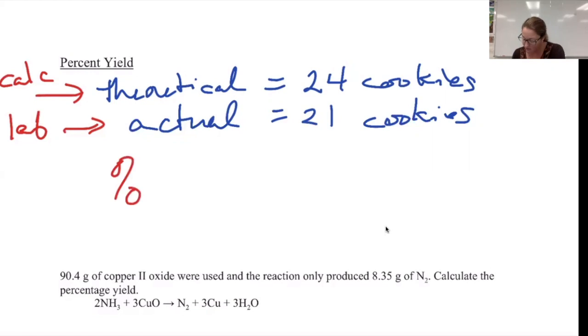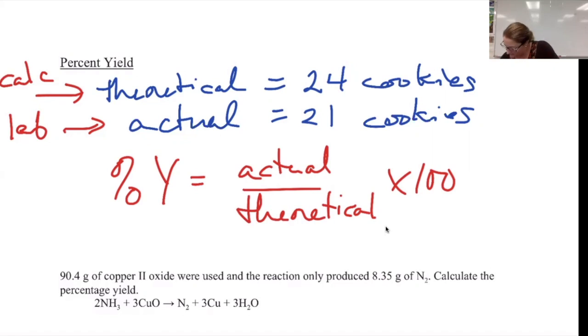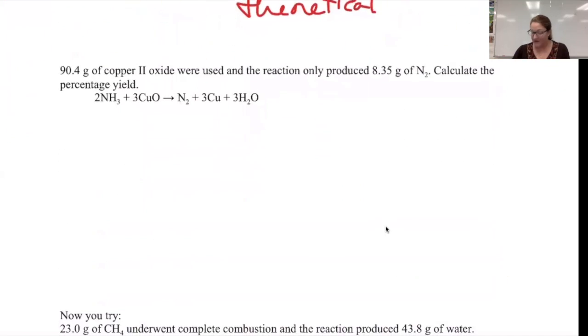So if I'm computing percent yield, it is going to equal actual over theoretical times 100. In this cookie example, it would have been 21 divided by 24 times 100. It would have been an 87.5% yield. Let's take a look at a problem that uses actual numbers or an actual chemical reaction.